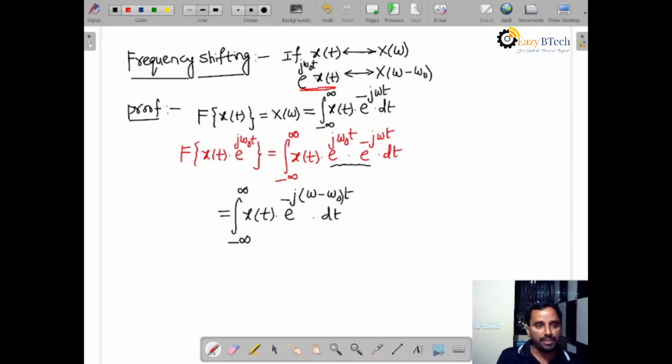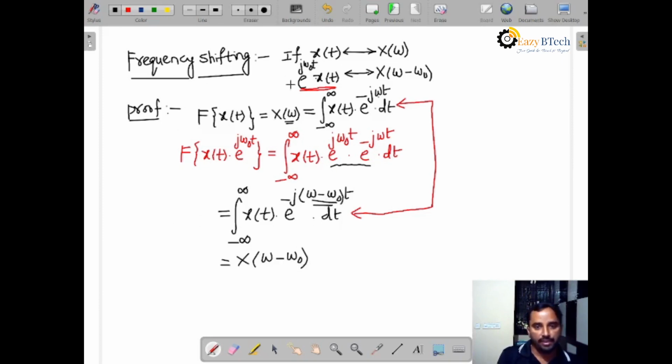By comparing this integral with the Fourier transform formula, we can get the answer. Here we have omega, that is why it is capital X of omega. Here we have omega minus omega naught, everything else is the same. Therefore, the answer is capital X of omega minus omega naught.